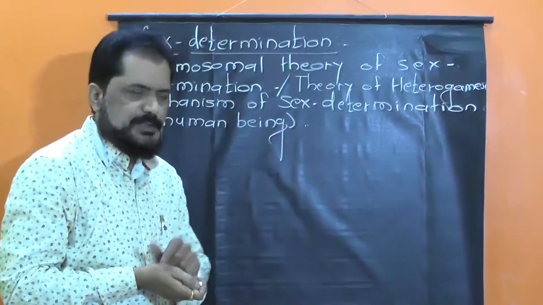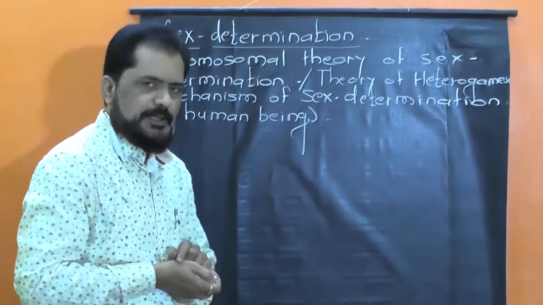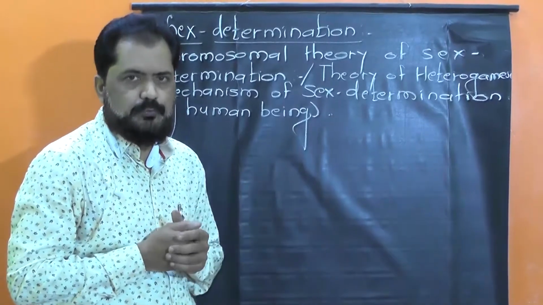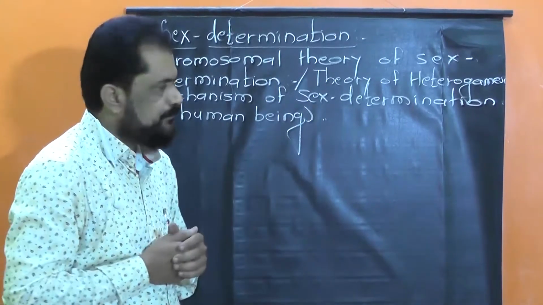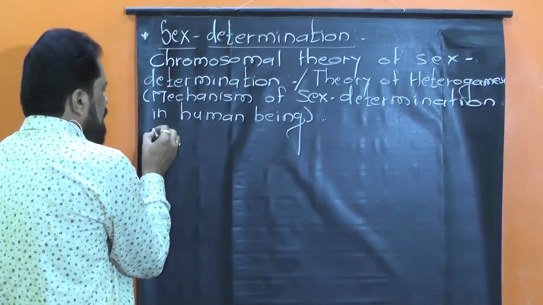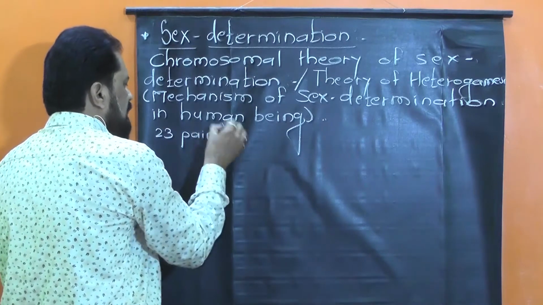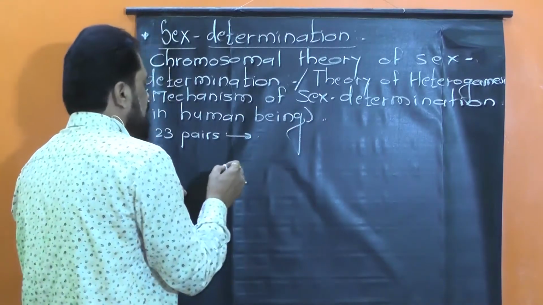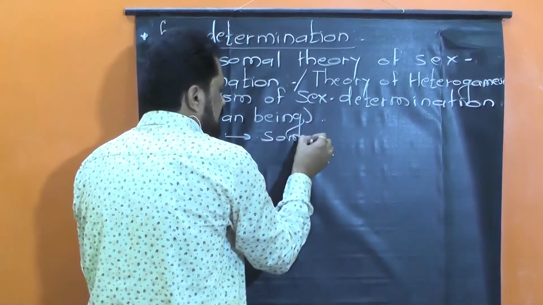Now let us talk about this topic. According to chromosomal theory of sex determination, as I told you earlier, the number and nature of chromosomes is responsible for the determination of sex. Now, as far as human beings are concerned, there are 23 pairs of chromosomes in diploid somatic cells.